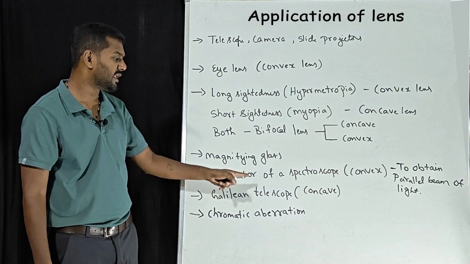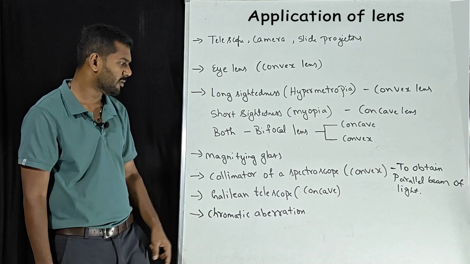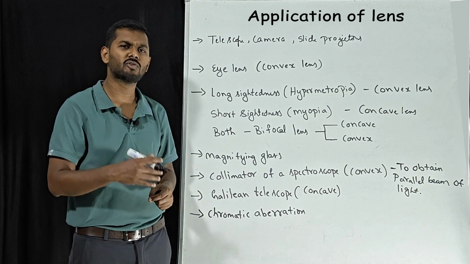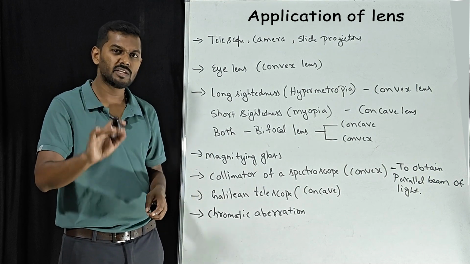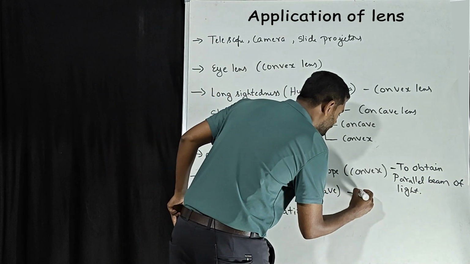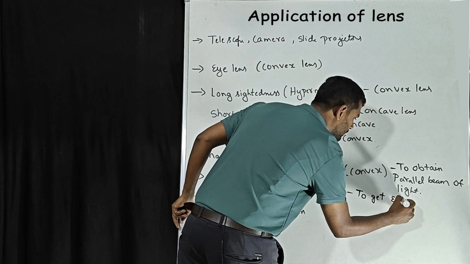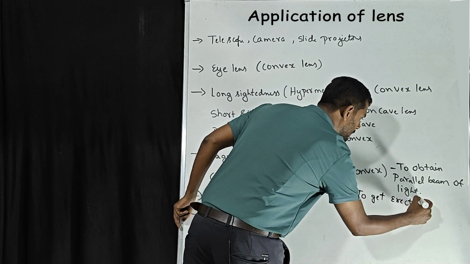Next, Galilean telescope. In Galilean telescope we are using concave lens. Why do we have to use concave lens? Very simple. To get an erect image.